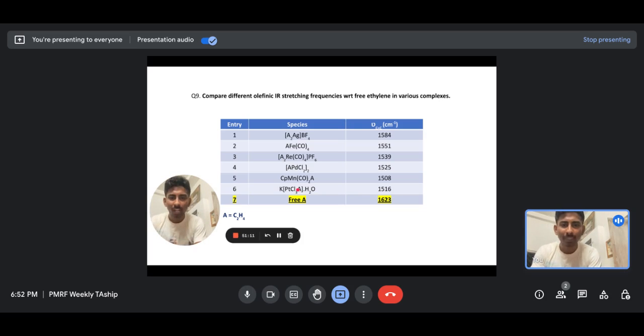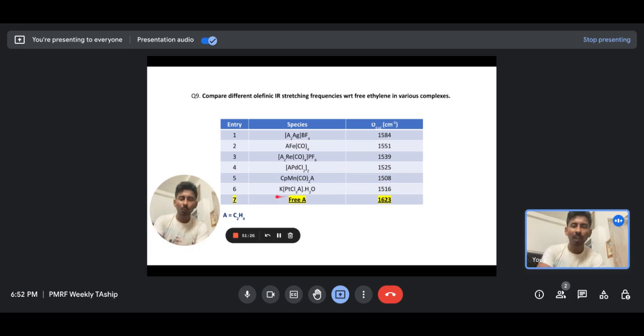So in this case, what happens? The extra electron density back donation from the platinum center to the ethylene is not that high, just like the previous system. That's why there is a slight increment in this case. From 1508, we are actually observing 1516.